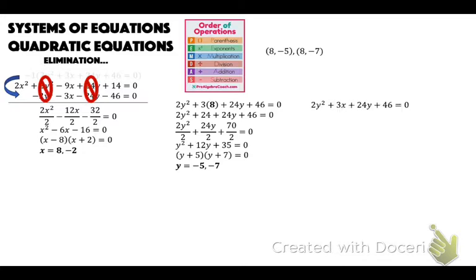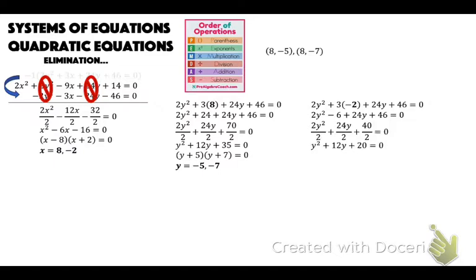Okay, let's do the same thing, plug in -2. So we have 2y squared minus 6 plus 24y plus 46 equals 0, which is 2y squared plus 24y plus 40 equals 0. Divide by that 2, and you get y squared plus 12y plus 20 equals 0. Factor it, factors to y plus 10 and y plus 2. So that's y equals -10 and y equals -2. So when x equals -2, we also have -2, -10, and -2, -2. Okay?